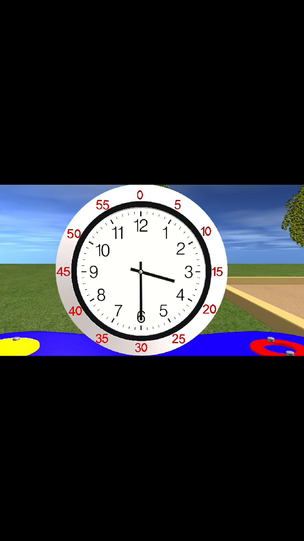No, you are right. We have to count by 5s to get the minutes. Let's count. 5, 10, 15, 20, 25, 30. 30 minutes. So the time is 3:30 because the hour is 3, and after counting by 5s, we see that the minute hand is pointing to 30 minutes. Let's do one last one.